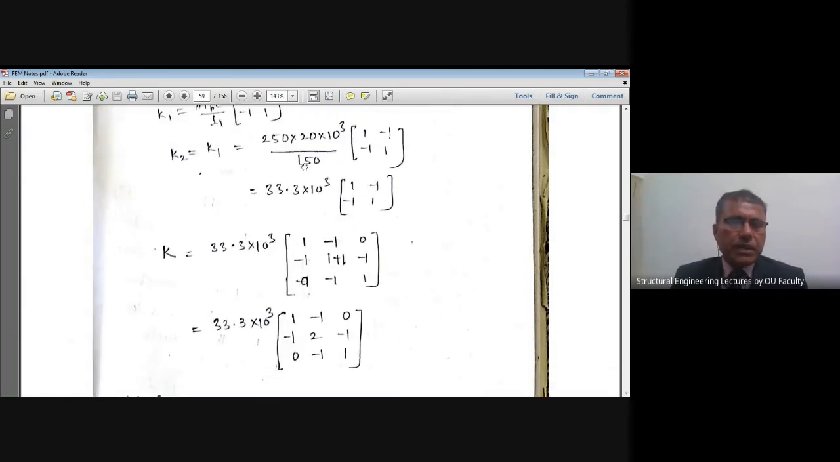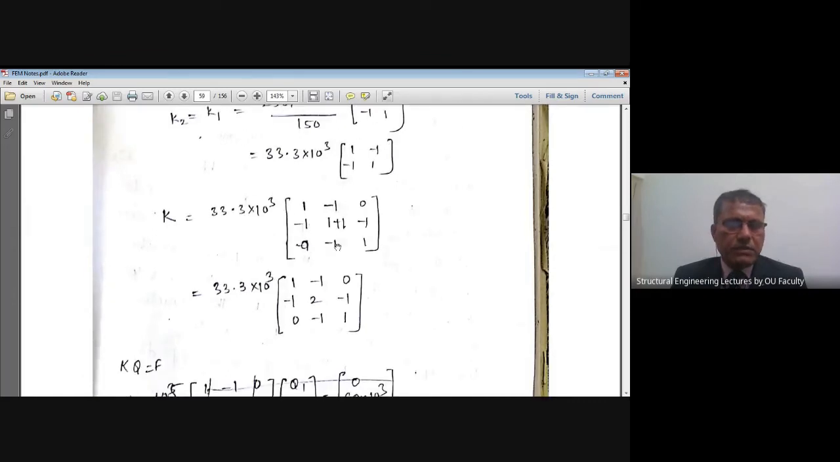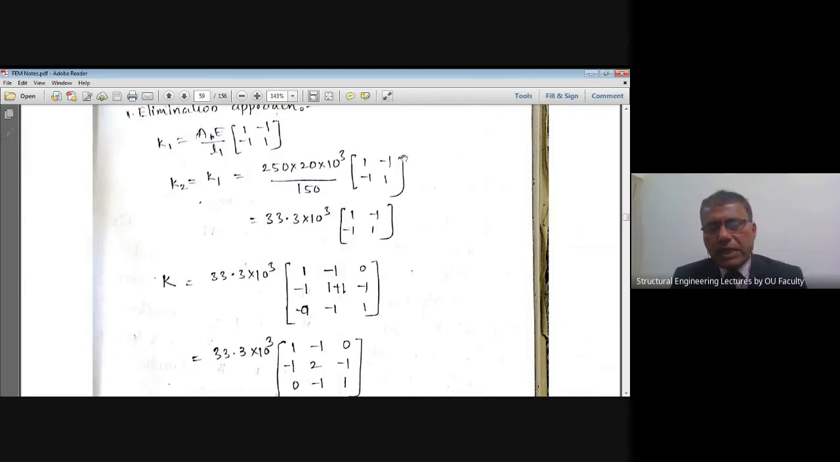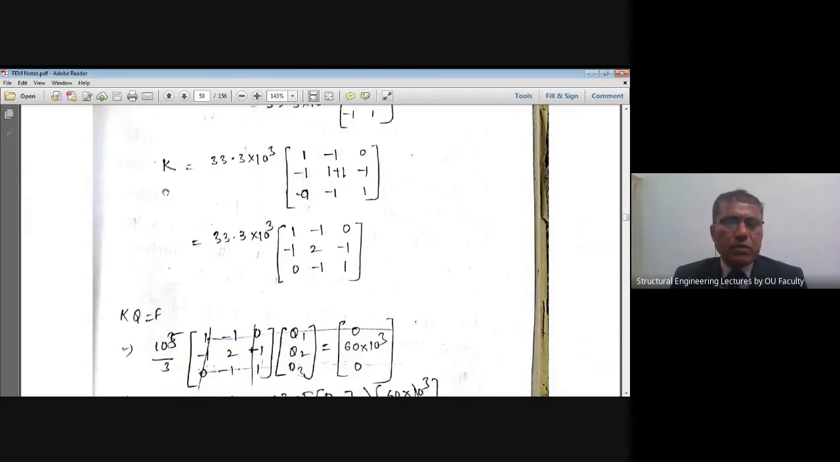It gives 33.3 × 10^3 times the matrix [1 -1; -1 1]. Similarly, the second element has the same area, same Young's modulus and same length. Because of that, K1 is equal to K2; the second element stiffness matrix is also the same. Now, the next step is assembly of the global stiffness matrix.